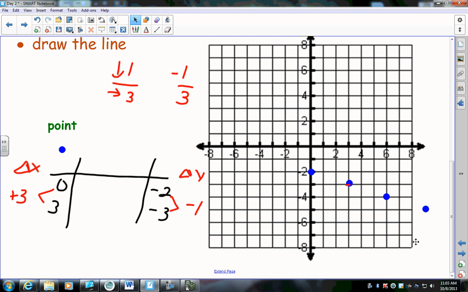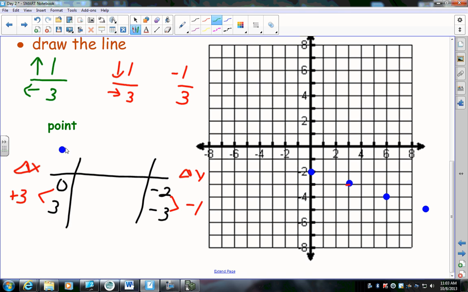It's over here. Now, what if I wanted to go backwards? Instead of down 1 to the right 3, what could I do? Up 1. You have to go up. You have to go backwards, and to the left 3, right?